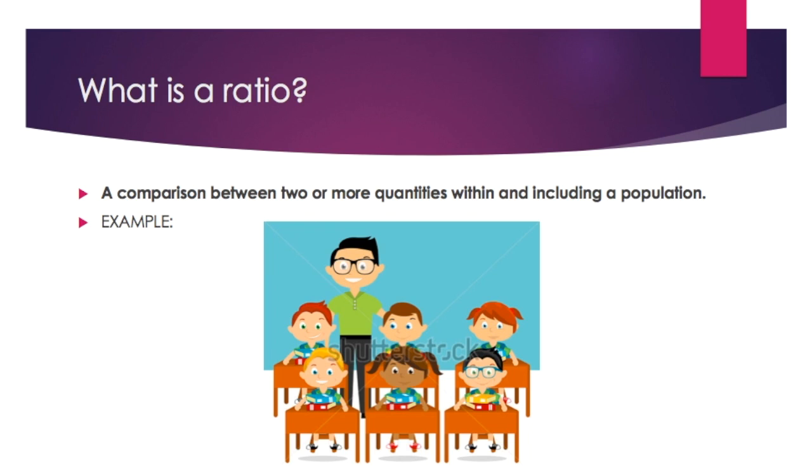A little more literal example here. I have my beautiful cartoon of Mr. Barrington and his students. In his particular classroom, I can see 2 girls and 4 boys. So I can say that the ratio of girls to boys is 2 to 4.